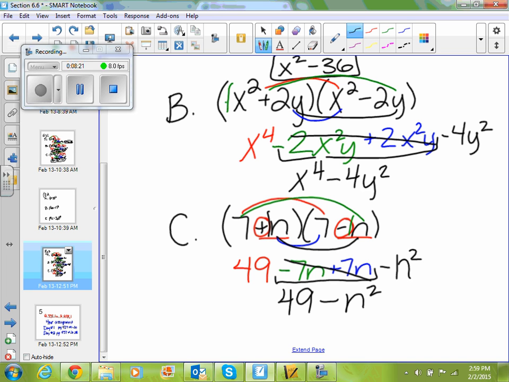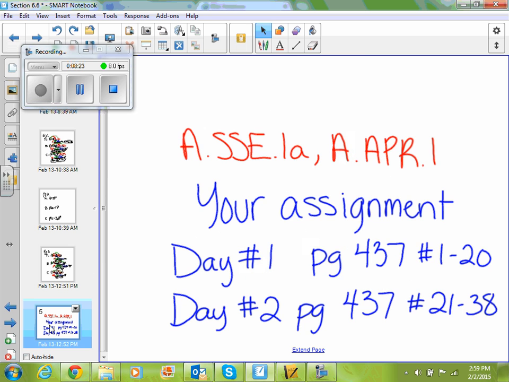Okay, so I'm going to work on this the next 2 days. Today your goal is to get through number 20. So page 437, 1 through 20, that's your goal. Then we're going to work through 21 through 38 tomorrow. If you get through 20, just keep working until you get done.